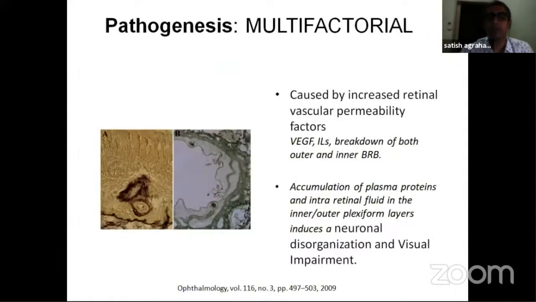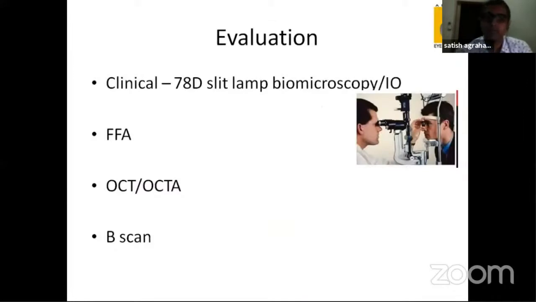the proliferative diabetic retinopathy. In the pathogenesis of diabetic macular edema, you have to understand that it is multifactorial, and predominantly it is a VEGF-based and inflammatory-mediated process, which causes breakdown of the blood retinal barrier, which causes accumulation of fluid, fat, and deposition of certain blood in the layers of the retina. And there is a neuronal disorganization which occurs, which in turn causes visual impairment.